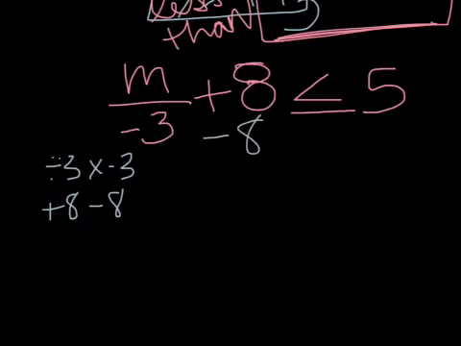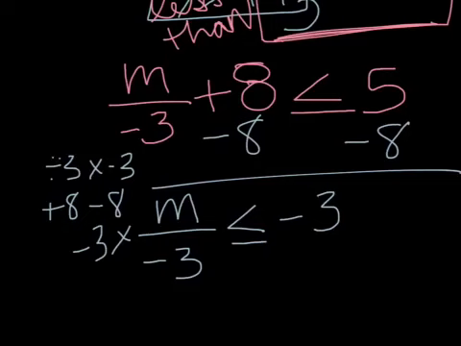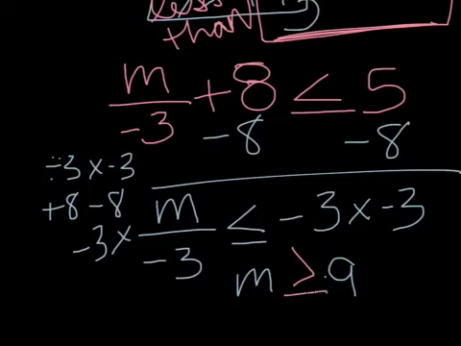Subtract 8, subtract 8. So I get m divided by negative 3 is less than or equal to, what is 5 minus 8? Negative 3. Multiply by negative 3. Multiply by negative 3. I get m, and I get positive 9. Now, I multiplied by a negative 3. So I need to do what? I need to reverse my inequality.